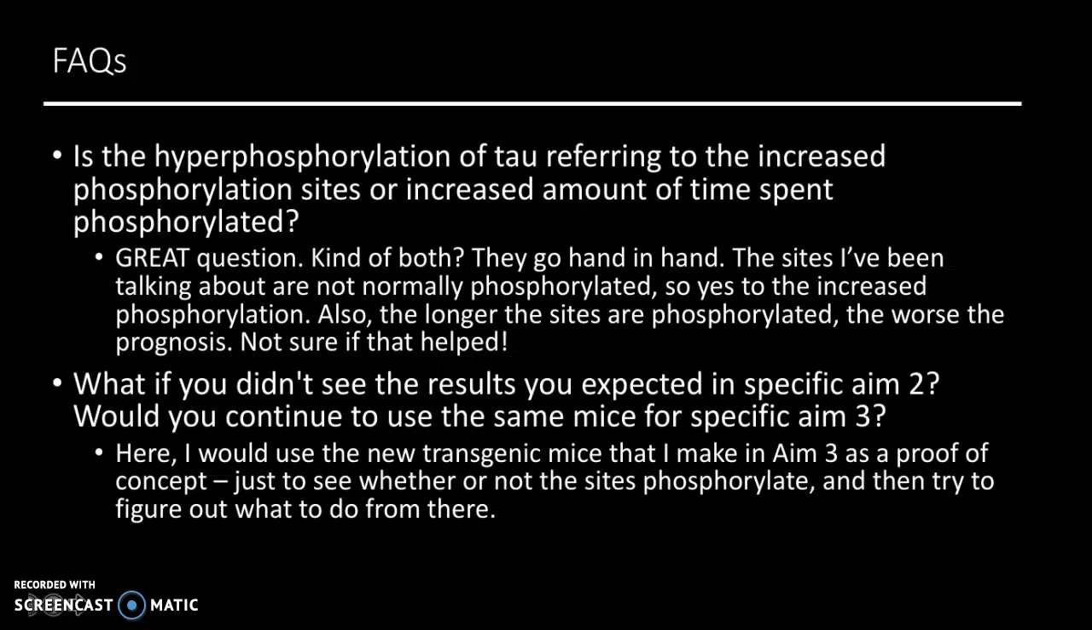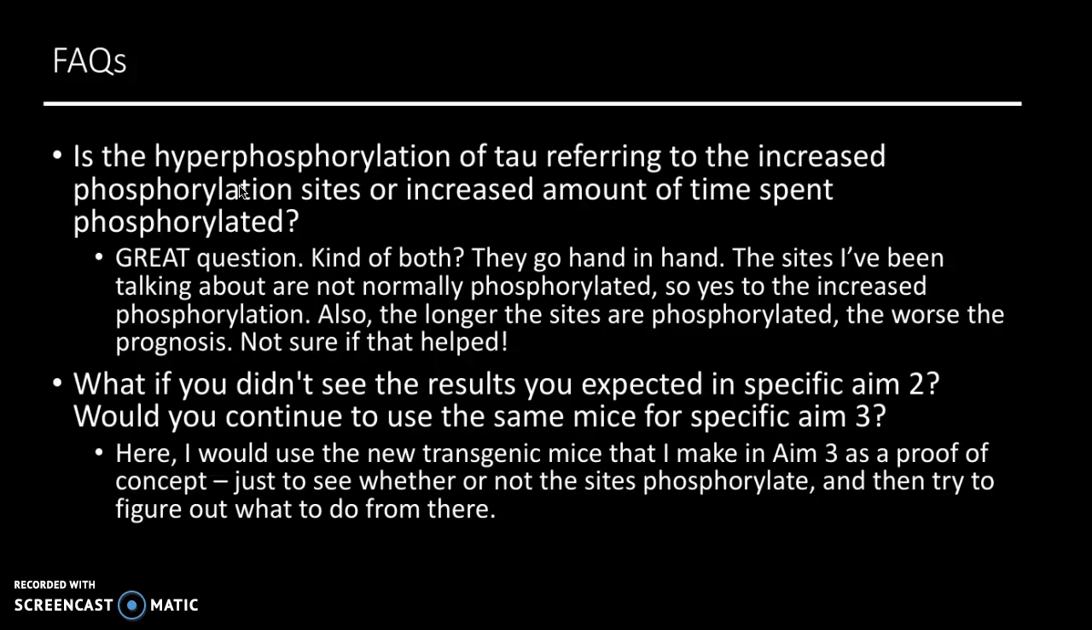So if you're in stages 1 and 2, you only have a little bit of phosphorylation in one area, but as you progress through stages 5 and 6, not only do you have more places that are phosphorylated, but those original sites that you were already phosphorylated have been phosphorylated for a longer amount of time. So it's bad. I hope that explained it a little bit, but it is both. Really good question. And lastly, thought-provoking, what if I didn't see the results I expected in specific AIM-2?